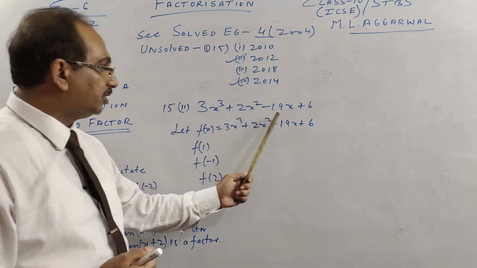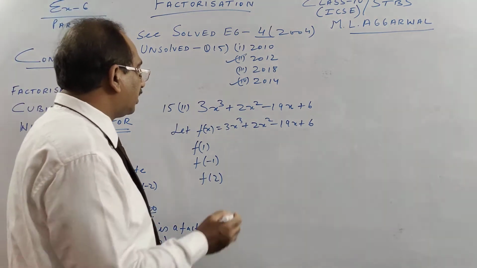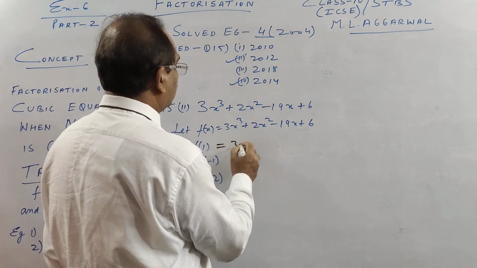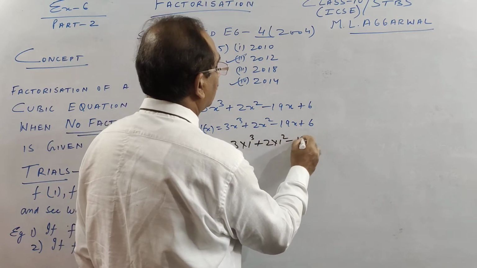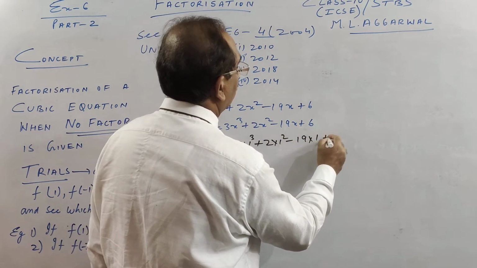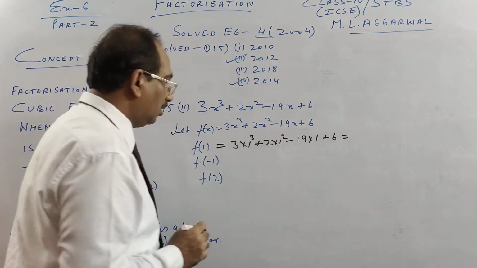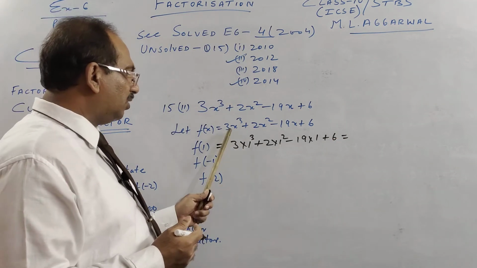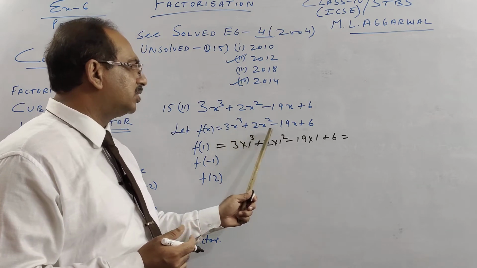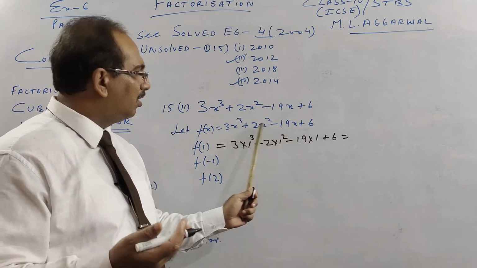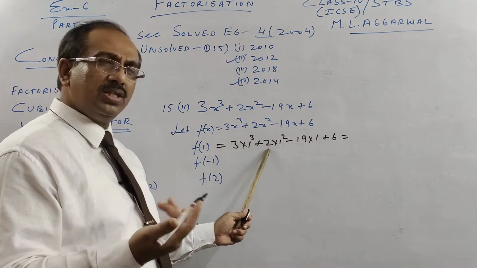Here we have one cubic equation. In place of x, wherever x is there, we will put 1, children. Here I'll also tell you a small trick. If you put 1, then 1 cube, 1 square and all are 1 only.